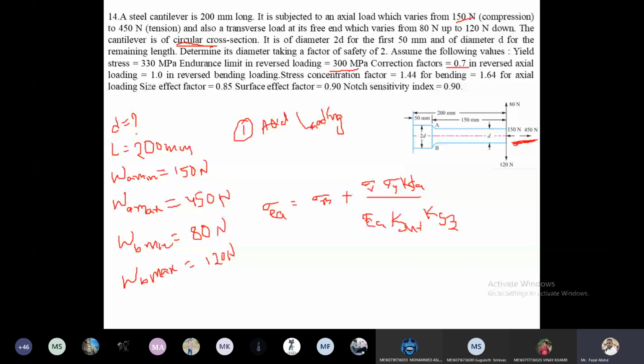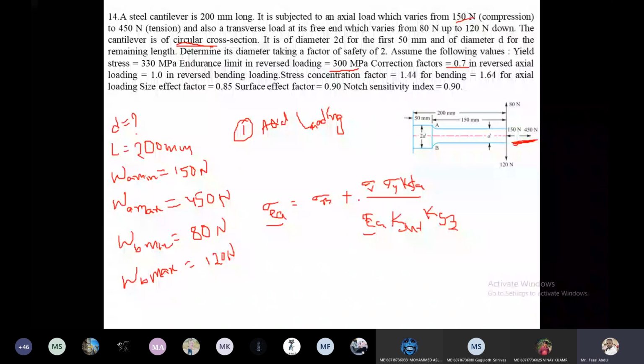This is the endurance stress due to the axial loading. Now, mean stress plus variable stress by endurance stress into factor of safety, fatigue stress concentration factor for the axial loading, surface and size. In this, mean stress how much? So mean stress, variable stress we need to calculate. Endurance stress is already given in the problem. Endurance is given in the problem as 300, and correction factor. This is the KF, fatigue stress concentration factor, axial loading.